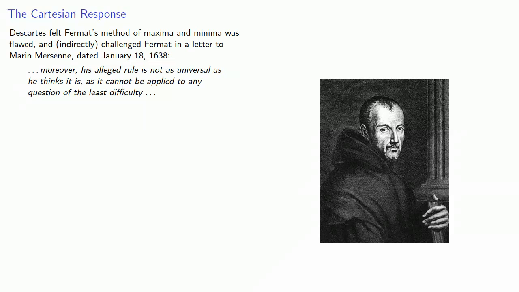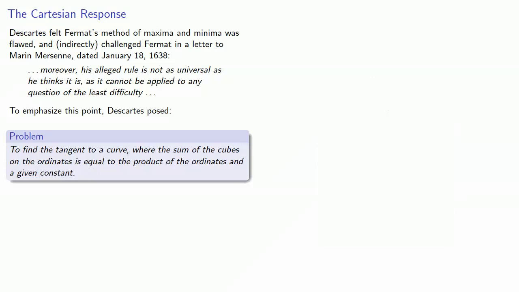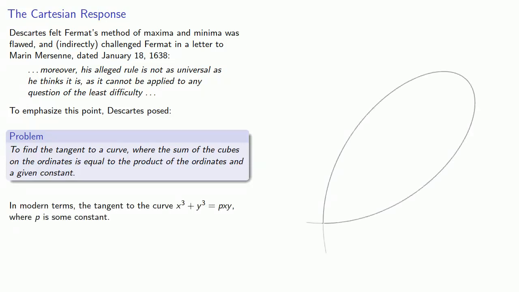To emphasize this point, Descartes posed the following problem: to find the tangent to a curve where the sum of the cubes on the ordinate is equal to the product of the ordinate and a given constant. In modern terms, Descartes is talking about the tangent to the curve we would write as x cubed plus y cubed equals pxy, where p is some constant. This curve is now known as the folium of Descartes.